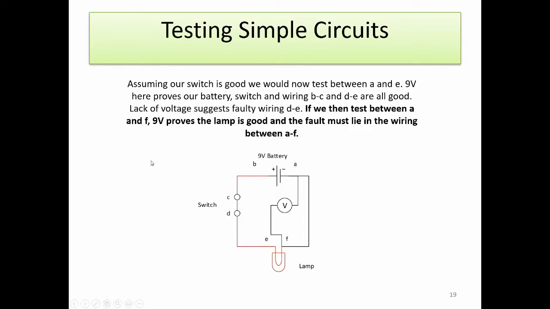The next step we'd test is on the negative side of the lamp. If we've got a positive voltage on the negative side of the lamp, then that suggests that our fault lies between A and F, because there's no negative return for the lamp.